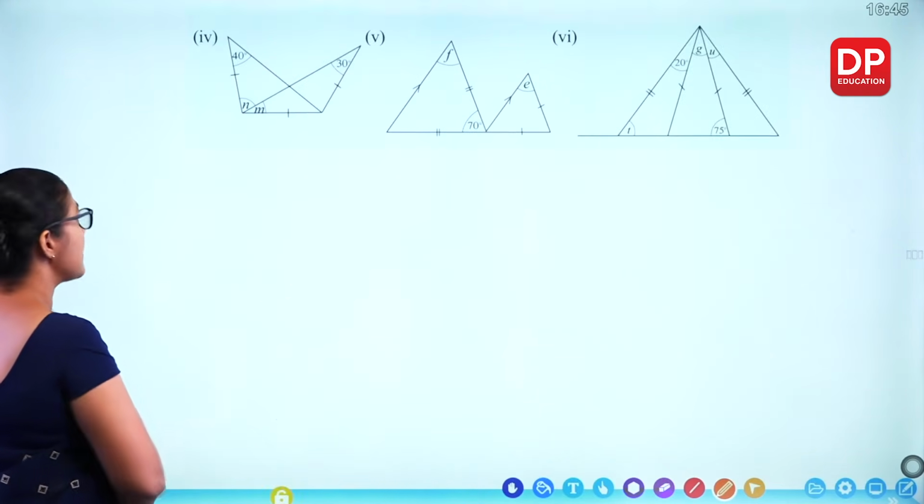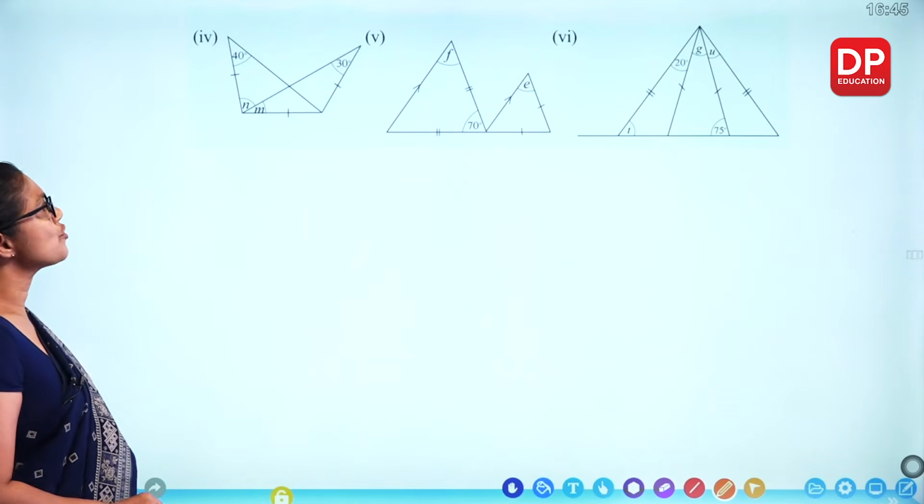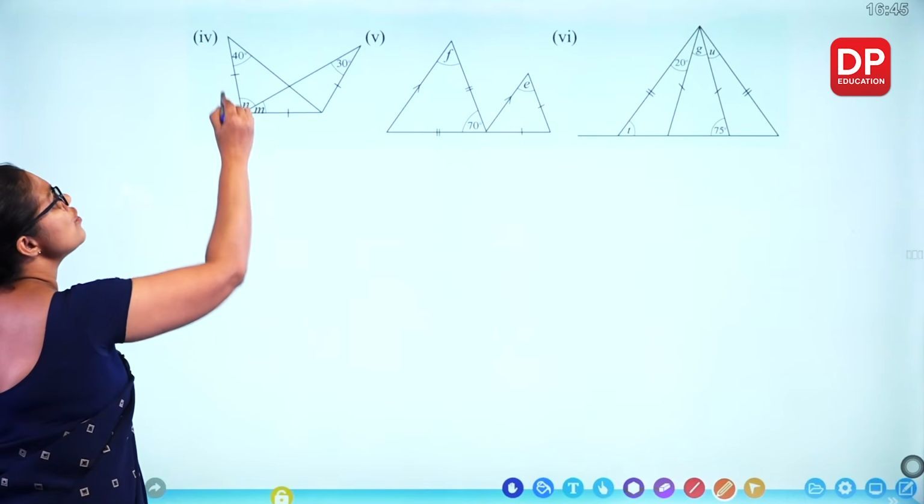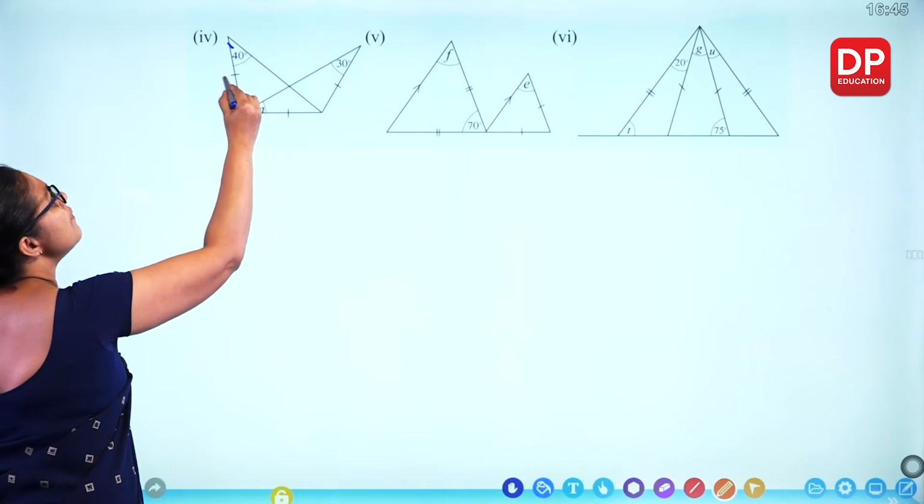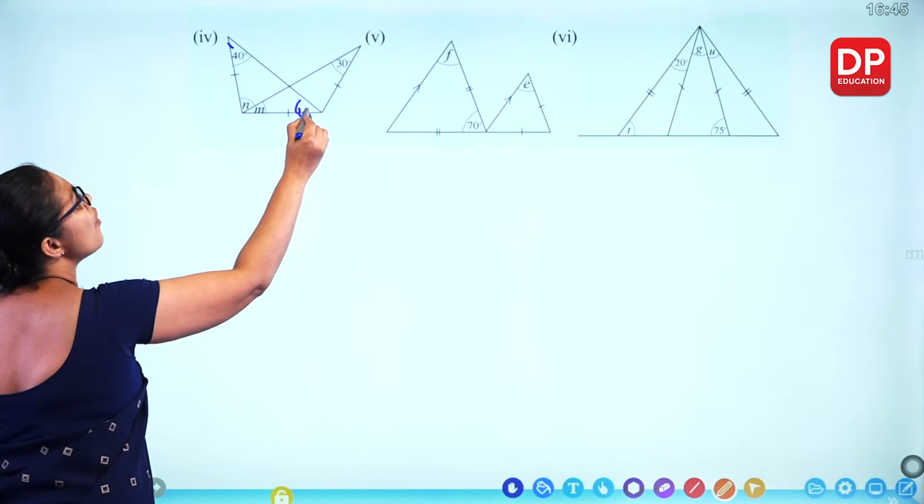Now, we'll take the next part. So, in this triangle, you are asked to find out m and n. Here, when you take this triangle, these two lengths are equal. So, definitely this becomes 40 degrees.